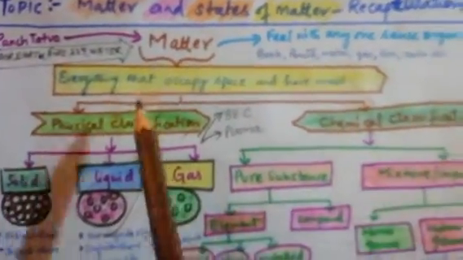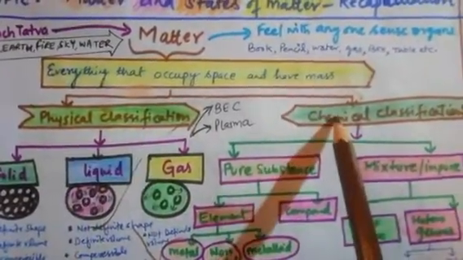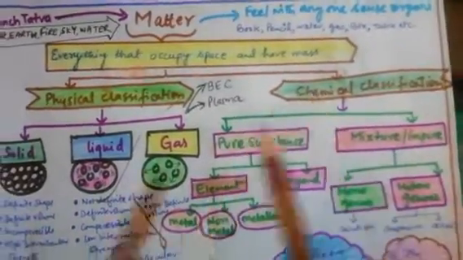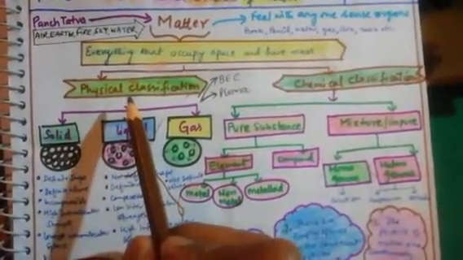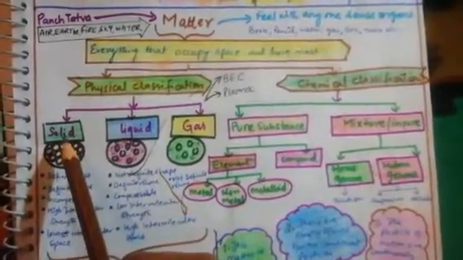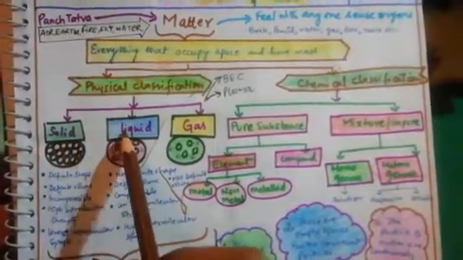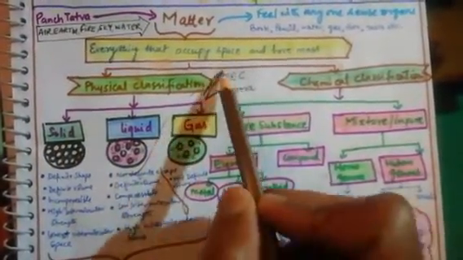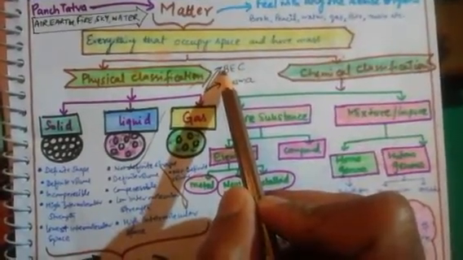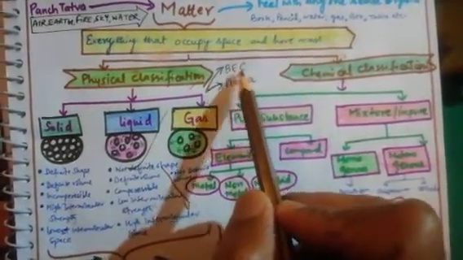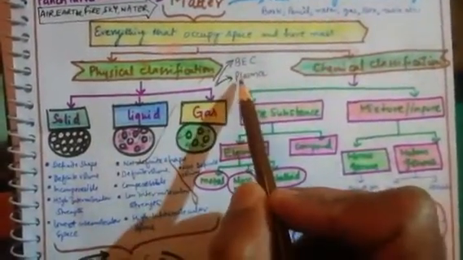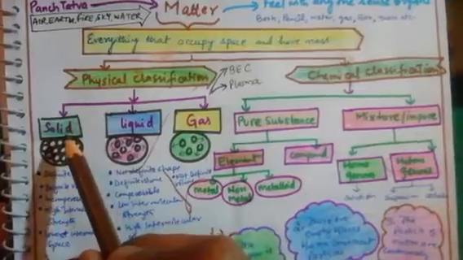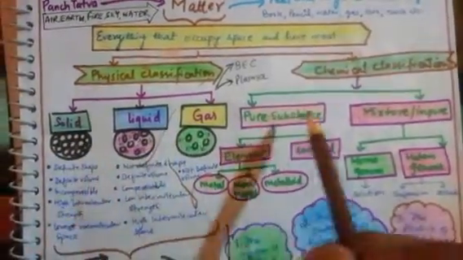So basically we will classify matter. Matter can be classified into two forms: physical classification and chemical classification. On the basis of physical classification, matter is classified into solid, liquid and gas, whereas we know two more states, Bose-Einstein condensate and plasma. Although this is only a definition, it is given in the last page of your book, so you can go through it, but we will discuss the solid, liquid and gas states only.